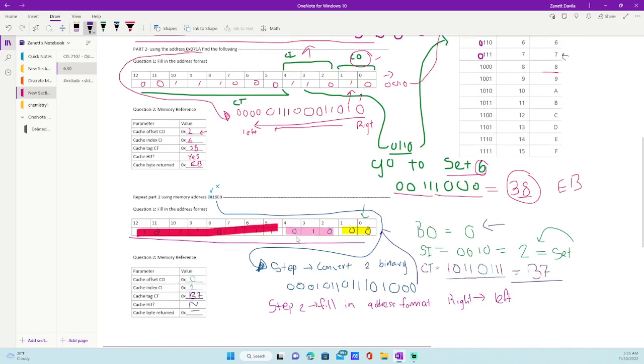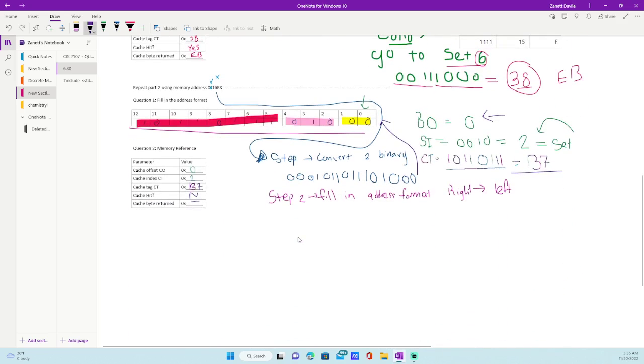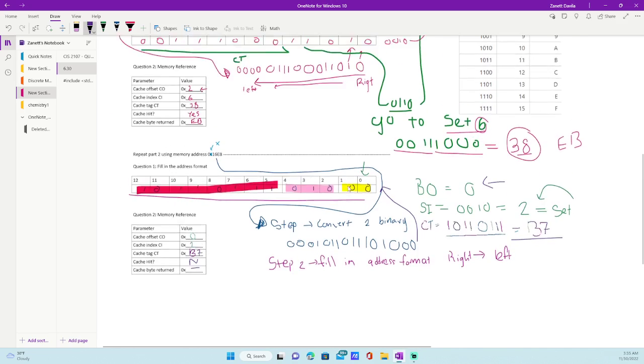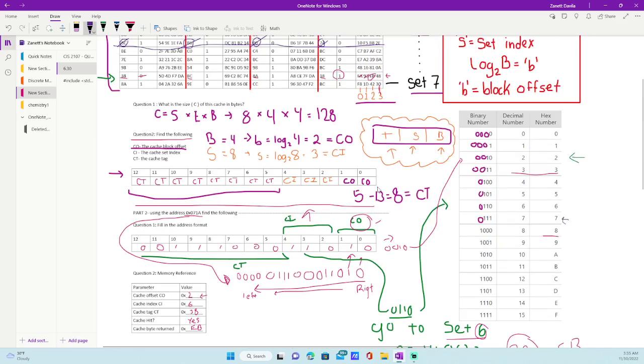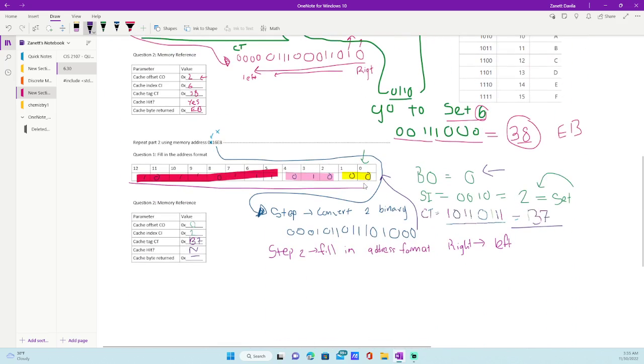Now again, let me just go over the steps one more time. Convert into binary, fill in the address format, and just make a note for yourself: what is this on the block offset, the set index, and the cache tag? Now, first things first, this is order of precedence. We're gonna look at the set index first. What this basically means is we're gonna go to the set. What set is it asking us to go to? We're gonna go there, right? Then we're gonna see if the cache tag is the same.